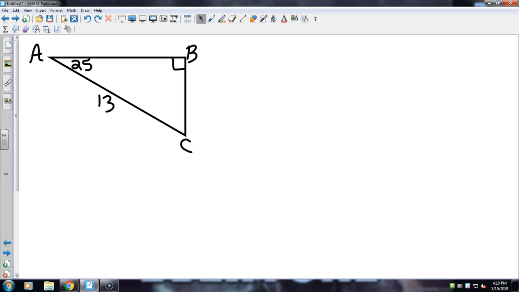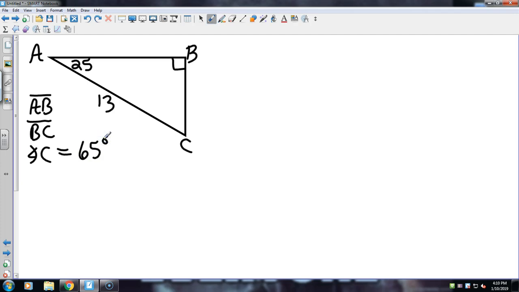Okay, so now we've been given one side, and we're going to need to find AB, we're going to need to find BC, and we're going to need to find angle C. Obviously, angle C is the easiest one to find right now. All I do is take 90 minus 25 and get 65 degrees.